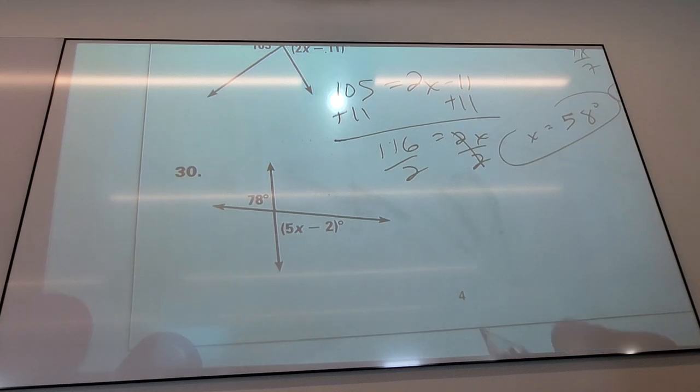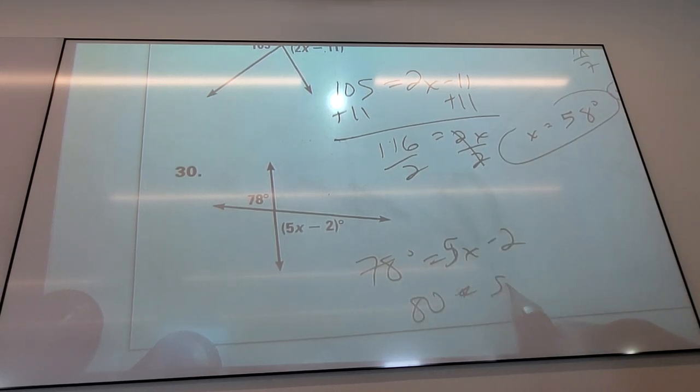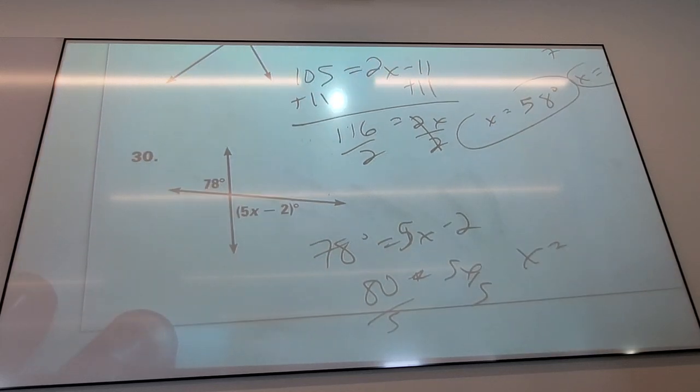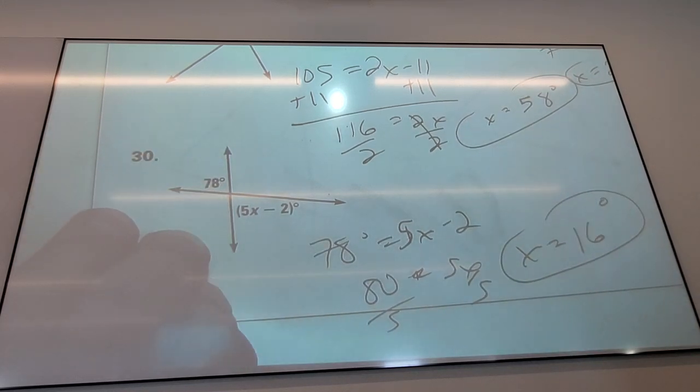30, I'm in a situation where what? They equal each other, nice vertical angles. Check. So add 2, divide by 5. What do I end up getting? 16 degrees. Then again, you can go back in and check it.